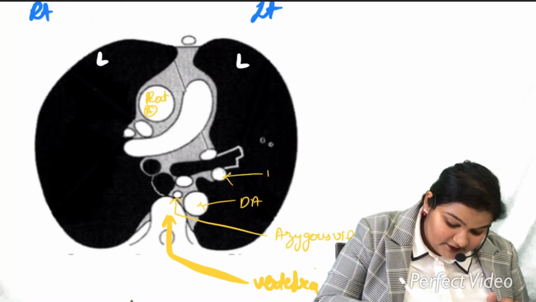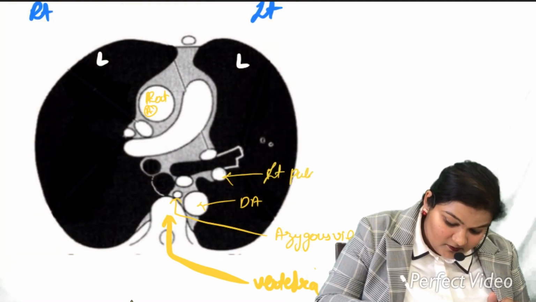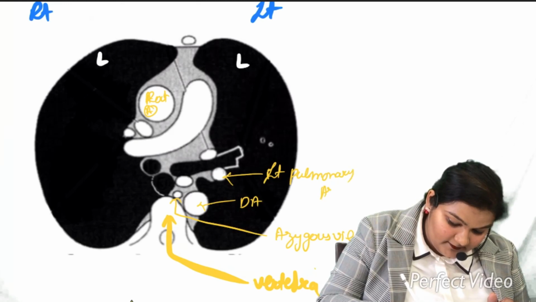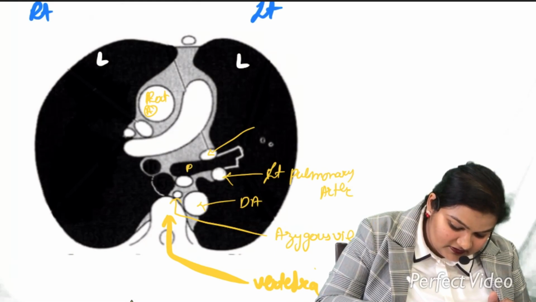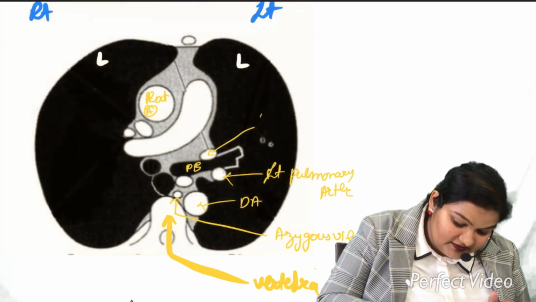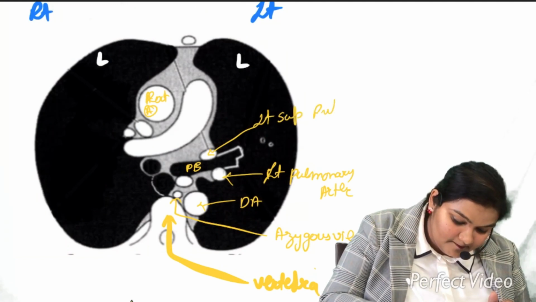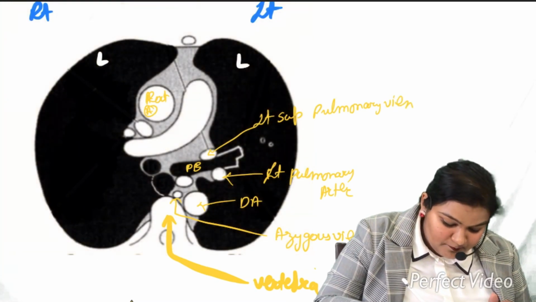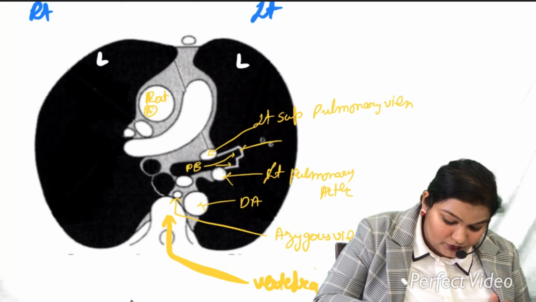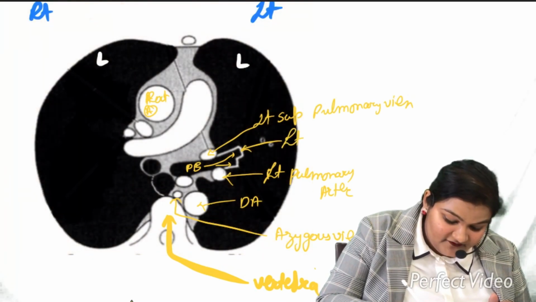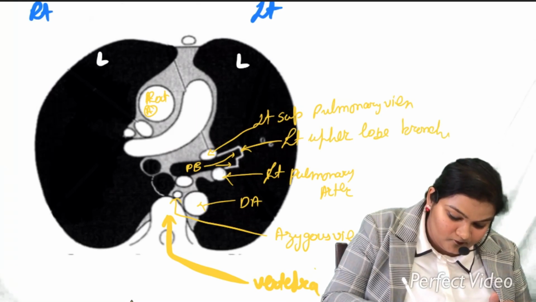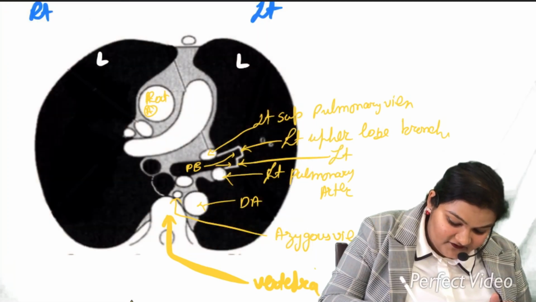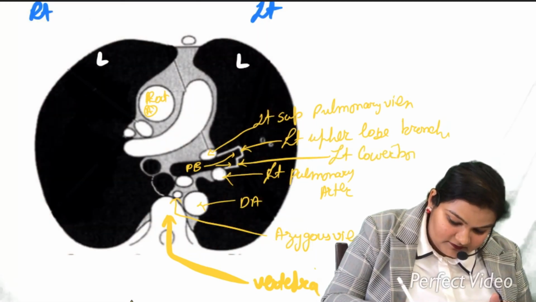Now this is our left pulmonary artery. And above this is the principal bronchus, this is our principal bronchus. Okay, and this is our left superior pulmonary vein. Now this principal bronchus is divided into two. The first one is the left upper lobe bronchus and this one is the left lower lobe bronchus.